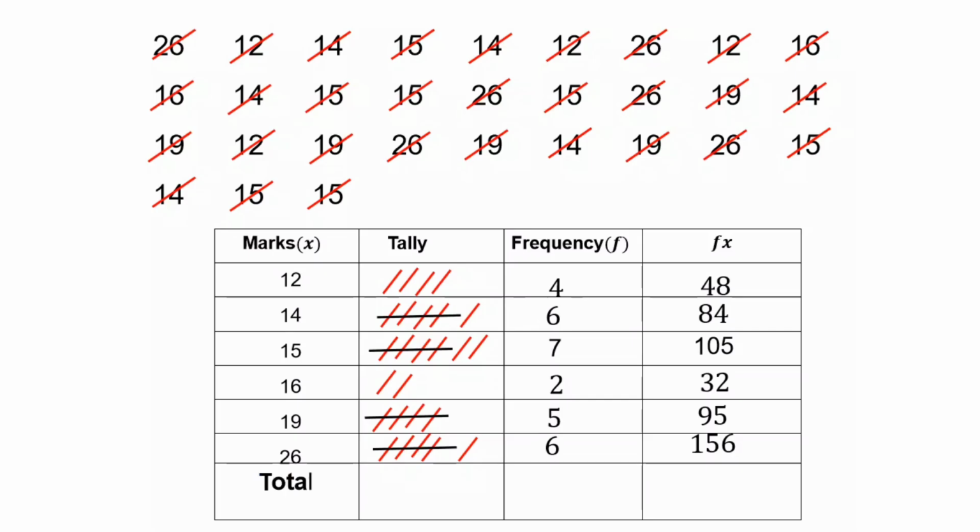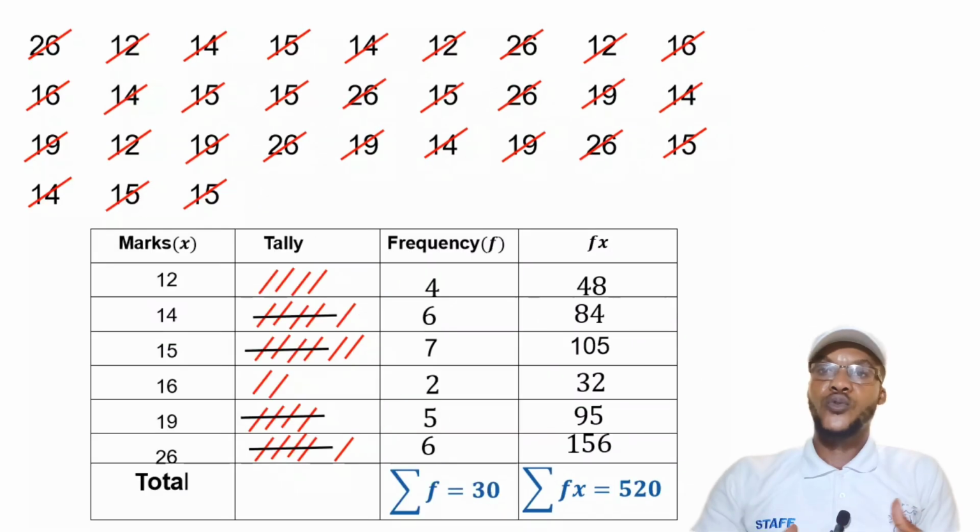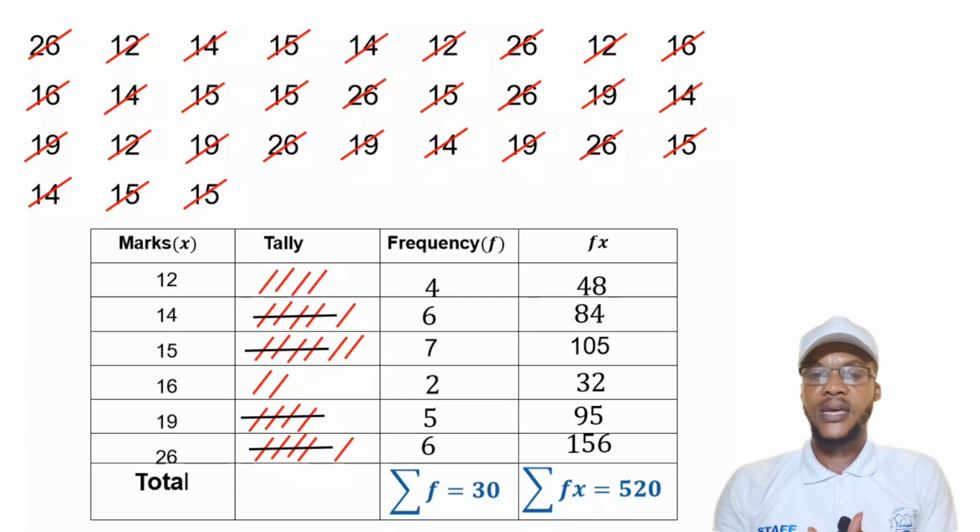Once we are done, we are going to find the totals. We find the total of the frequency, that is the sum, so we use the symbol sigma f. If you add all of them, you get 30. It means that the total number of students that took the test was 30 students. Then we find sigma fx. That is when we sum f times x, fx. Great. So now that we have calculated all these totals, let's quickly find these 3 measures of central tendencies.